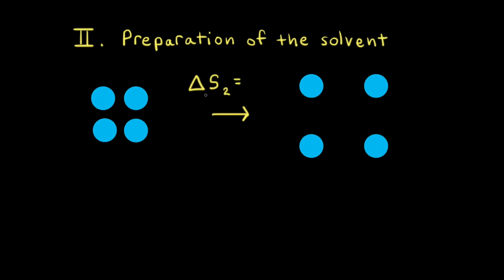Next, let's think about the change in entropy, delta S2, for this second step. When the water molecules are pulled apart, there's an increase in the number of possible positions of the water molecules. And like the first step, an increase in the number of possible positions means an increase in the number of microstates, which means an increase in entropy. Therefore, delta S2 is positive.